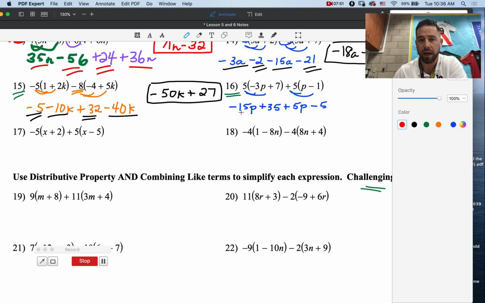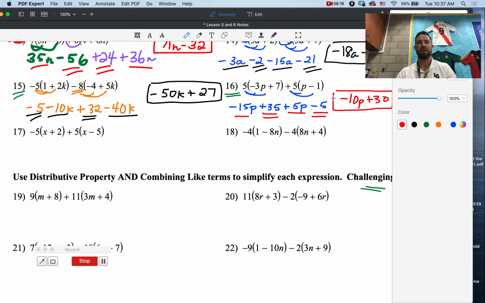Let's go over and combine like terms. I know my p's and my p's are like terms. -15 plus 5, this guy's bigger, so we're going to keep his sign. And then we subtract. 15 minus 5 is 10. And then these guys are like terms. 35 minus 5 is a +30.